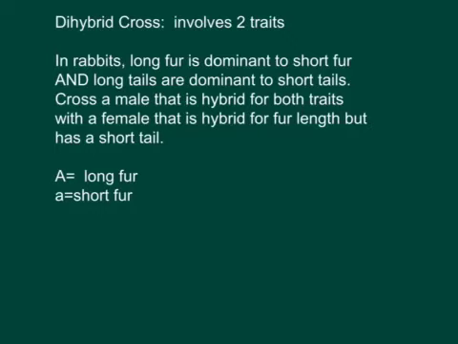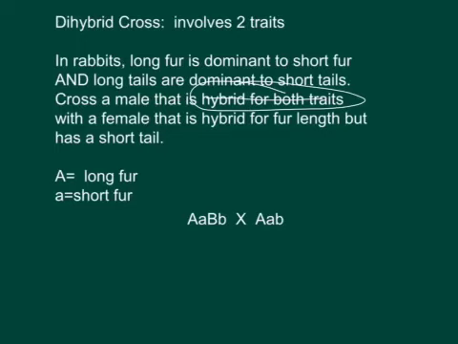After you establish what's dominant and recessive, then you figure out the genotypes of your parents. Well, it says here that the male is hybrid for both traits. So I know that his genotype is going to have to be capital A, little a, capital B, little b. And the female says that she's hybrid for fur length, so that's going to be big A, little a. And then it says she's going to have short tail. Well, according to this, short tail is recessive, so short tail would be little b, little b.